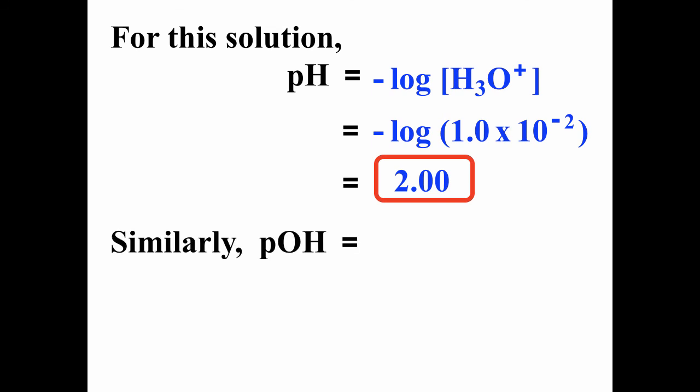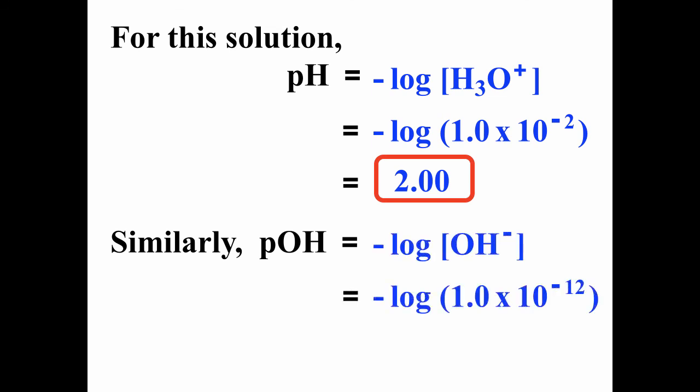And then pOH is negative log of OH- concentration, so we can take our hydroxide concentration and take the negative log of that, and negative log of 1 times 10 to the minus 12th is 12. And then, of course, the other way we could have done this is to say, well, pH plus pOH adds up to 14. If pH is 2, then 14 minus 2 gives us a pOH of 12.